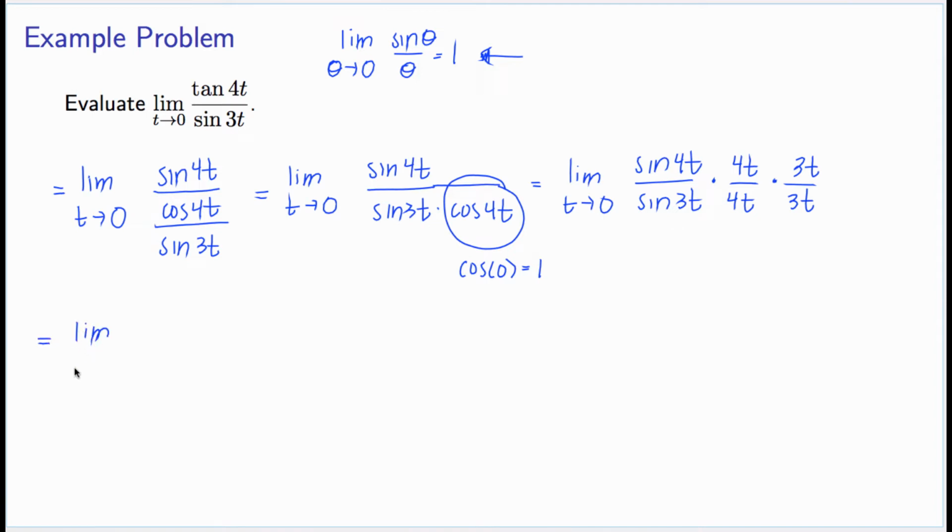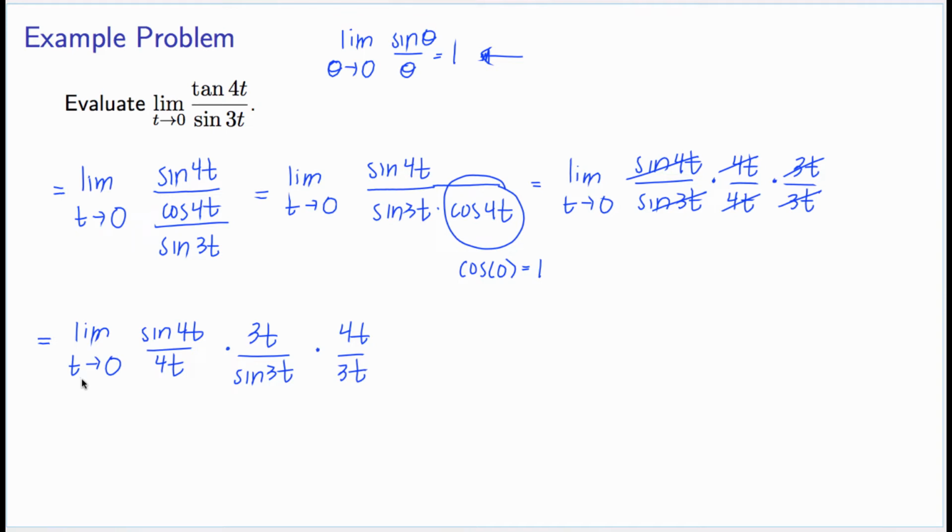So we get the limit as t goes to 0. I have a sine of 4t over a 4t term, so that takes care of this term and this term. I also have a 3t over a sine of 3t term, so that took care of this term and this term. And then finally, I have a 4t over 3t. Okay, so I've taken care of all of my terms.